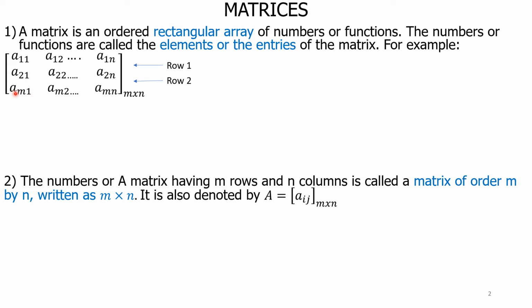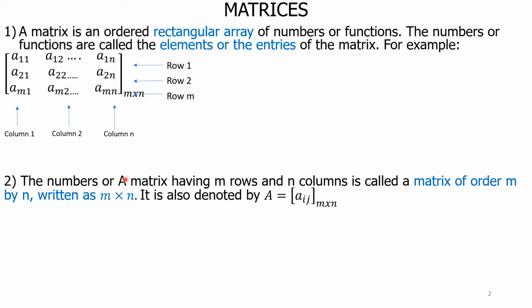See, the last row will be m1, that means m row and first column. This is the column. So the last row is m, and the columns are column 1. A11, A21, Am1 is column 1. And this is column 2. Like that you can go on up to n column. The last column is n column. So it is an arrangement.